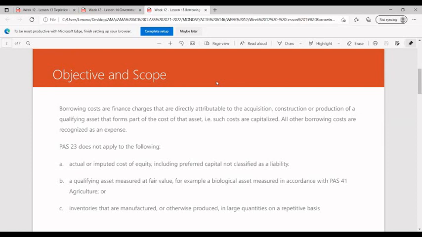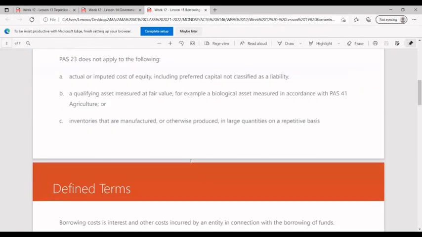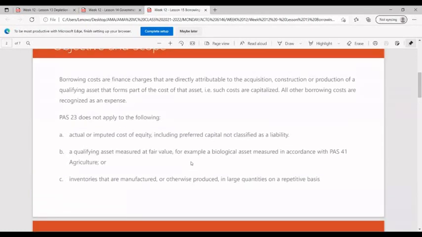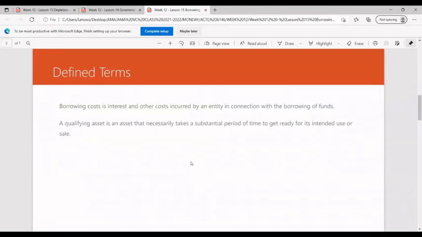agriculture. As I mentioned, I think I have discussed this already in the last meeting, for agriculture, right? Farming, animals, poultry, hog raising, those who raise pigs. Inventories, qualifying assets, yes, inventories that are manufactured or otherwise produced in large quantities on a repetitive basis. So this applies to the big companies, the manufacturing companies that have a business.